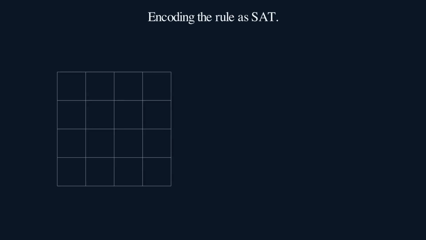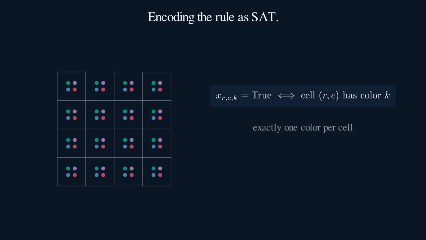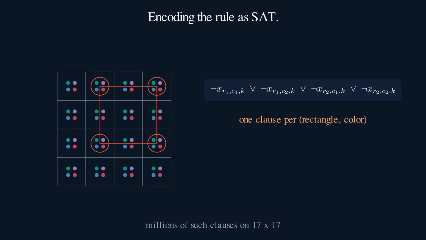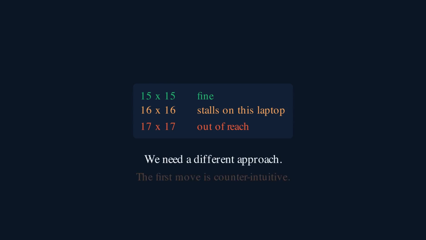Back to the grid. To send it to a SAT solver, we need to encode the rule as Boolean variables and clauses. Make one variable per cell-color pair. If the variable for row R, column C, color K is true, that cell has color K. Exactly one such variable is true for each cell. Then the forbidden combinations are every monochrome rectangle. For every rectangle and every color, the 4 corners cannot all share that color. Millions of tiny clauses, all mechanical. So with the direct encoding, 15 is fine, 16 already stalls, and 17 is out of reach. We need a different approach.